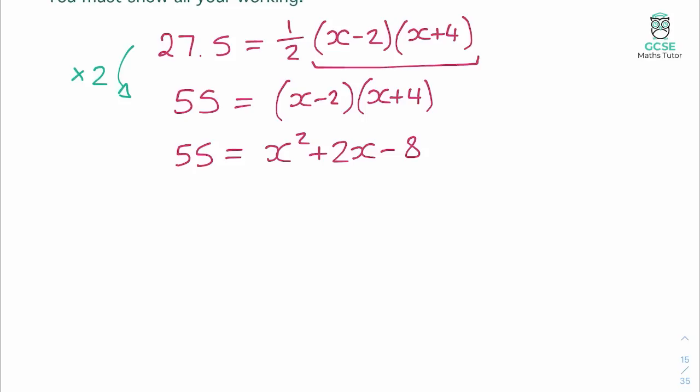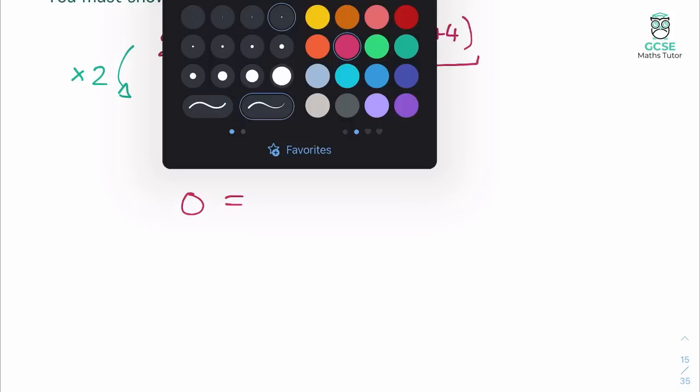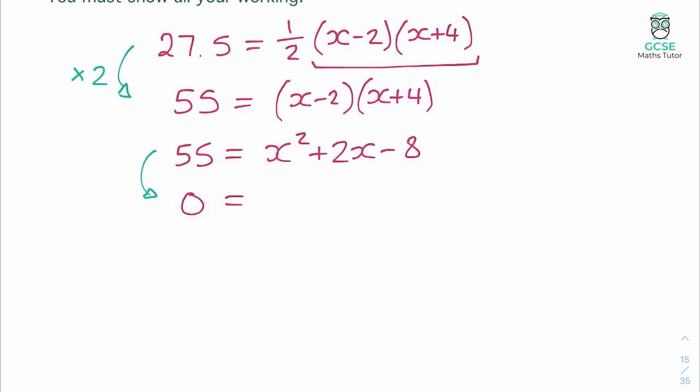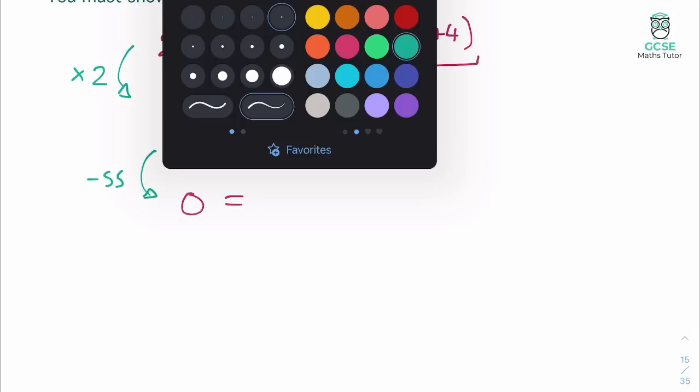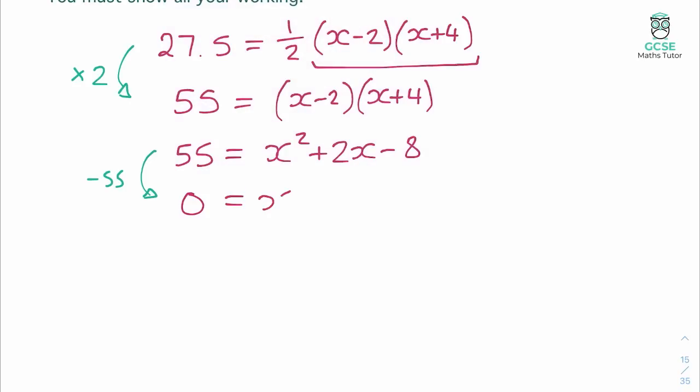So I'll swap it over on this next step. Actually, I'll leave it how it is. We're going to minus 55. So 0 equals, I'll write down that step there, minus 55. So 0 equals x squared plus 2x, and we've got negative 8 take away 55. That's negative 63. So just be very careful with that. Now I need to factorise what's on the right hand side. Now it equals 0, so that's going to be a double bracket with an x in both.